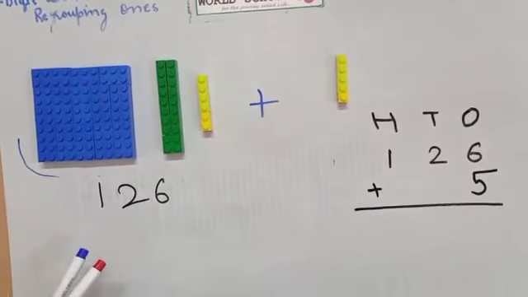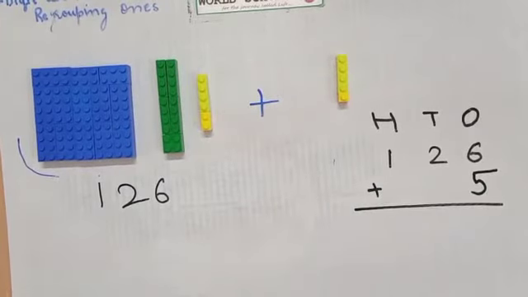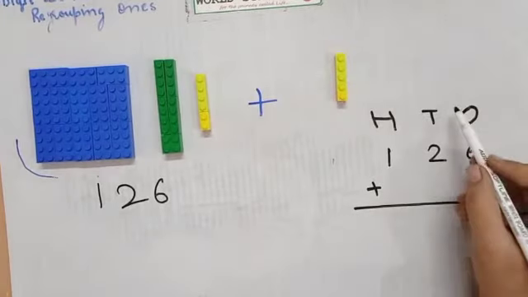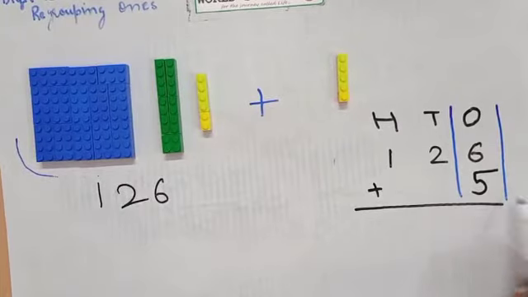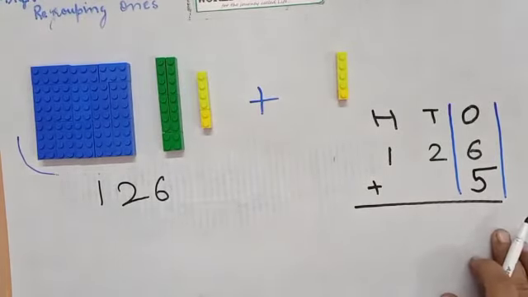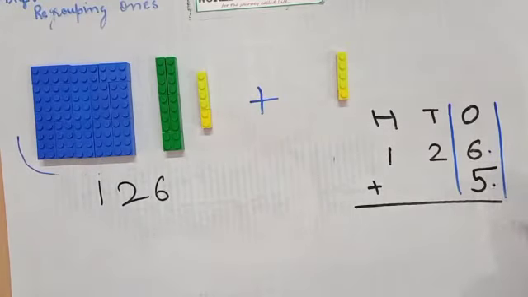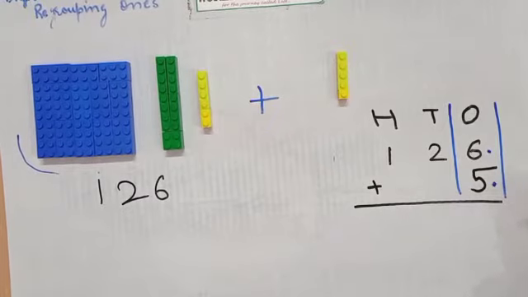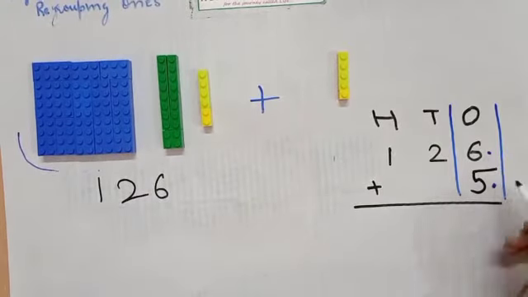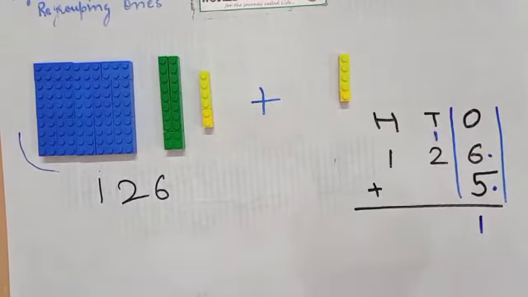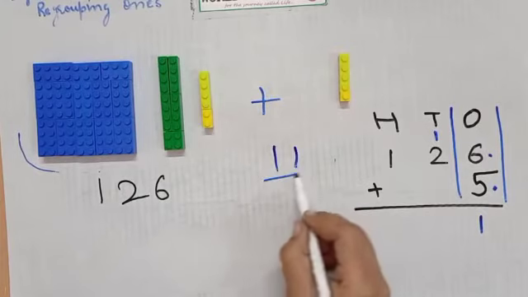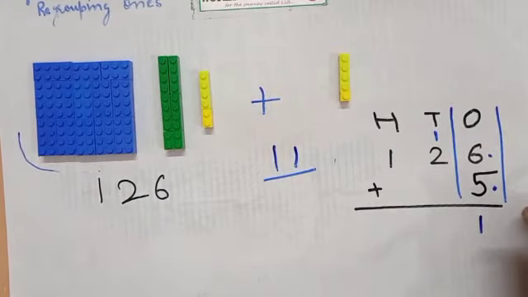Okay. So how we regroup this? First, what is the first step? First step is this: we have to add the numbers that are placed at ones place. So 6 and 5 we have to add. 6 plus 5 is 11. So we have to give 1 ten. See, this is the answer after adding the ones.